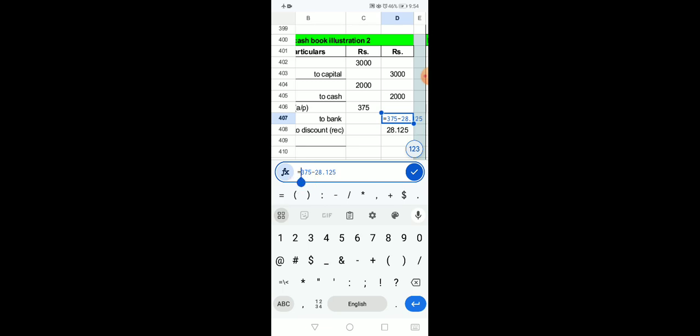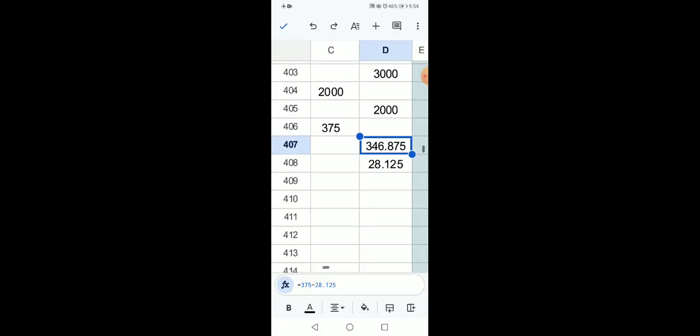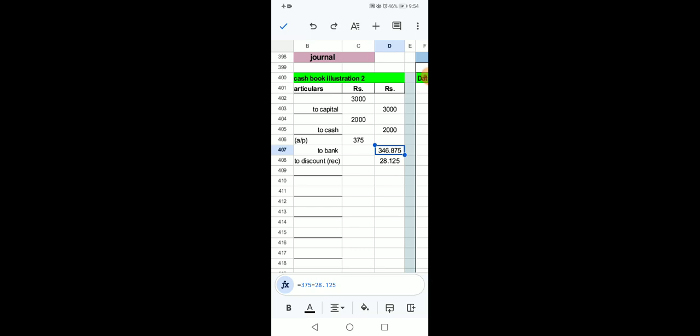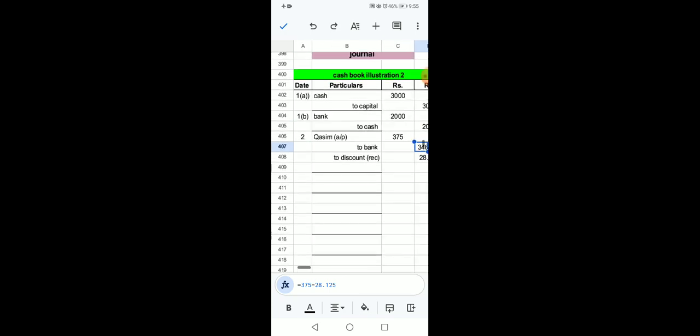Now focus over here. 375 was the total amount, 28 was the discount. So you will subtract to see how much amount is actually going to be paid, or the amount to be written on the check. This is 346.875, the amount which would be written on the bank, because the total amount was 375. You have received a discount. The remaining amount would be written on the check. In this way, the amounts are also posted. The journal entry has also been completed. So entry number 2 is completed.